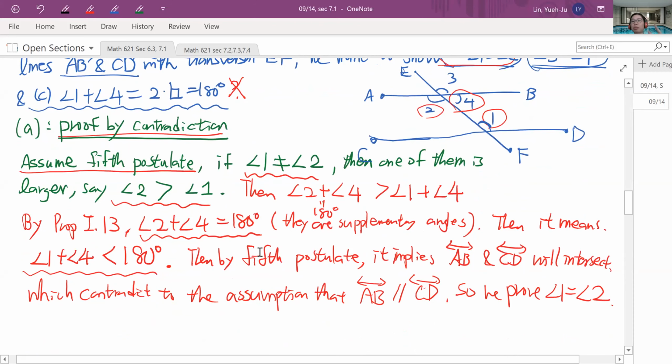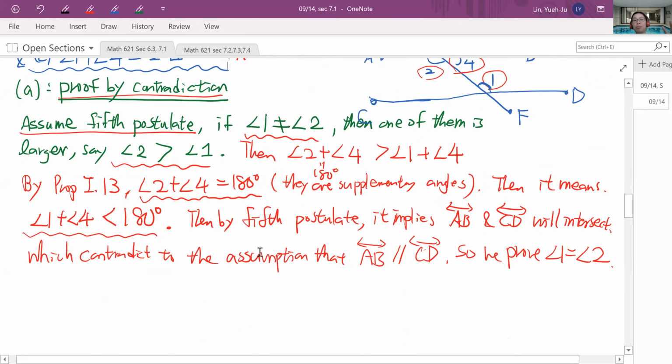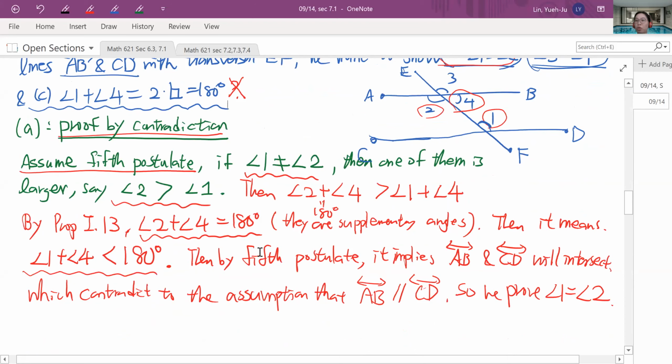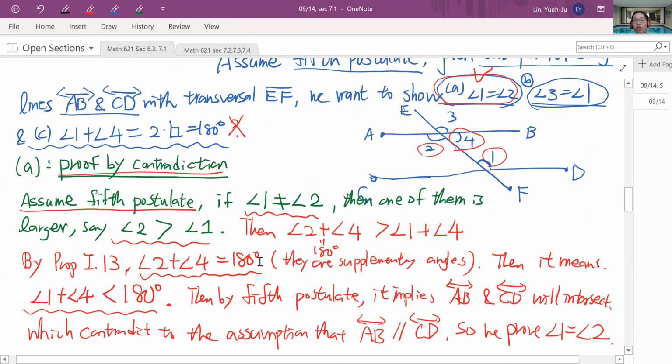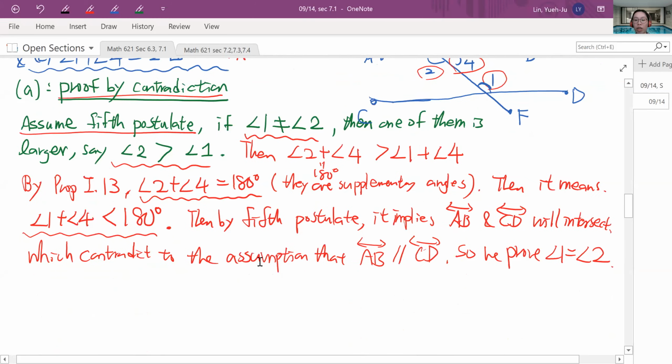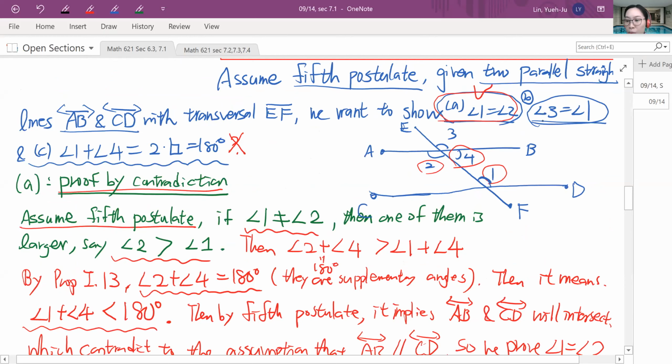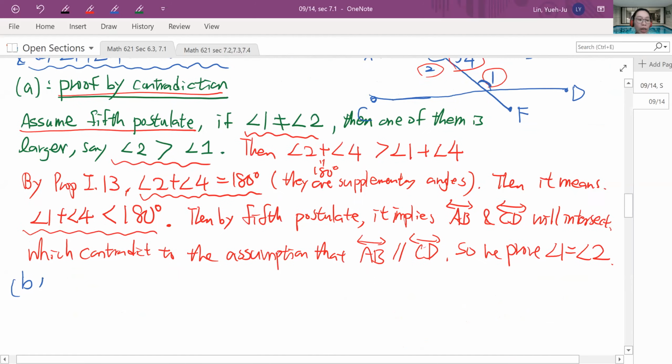This is exactly the common mistake I saw last year, that people confuse which one is already proved and which one is not. So here, the only thing you can use is everything before here, including the fifth postulate. That's it. Once you've done A, B and C are byproducts of A. So for B, we want to prove angle 3 is equal to angle 1. And keep in mind, we already proved A, so we know angle 1 is equal to angle 2.